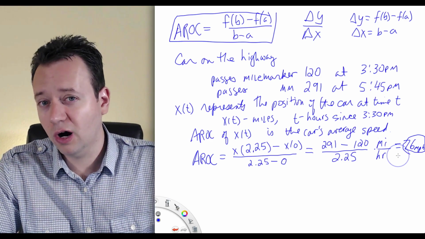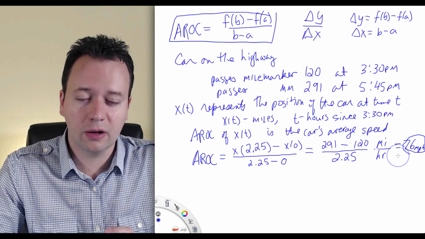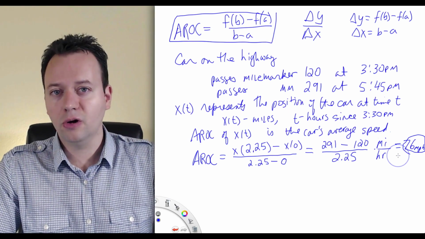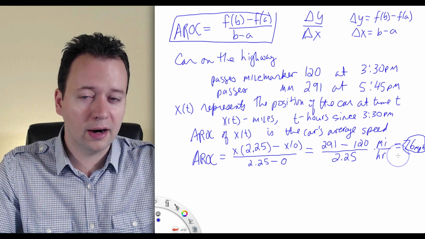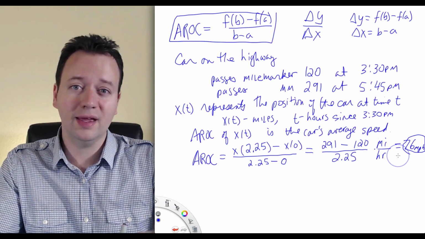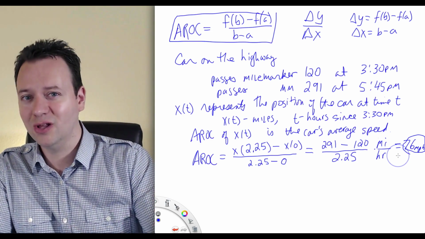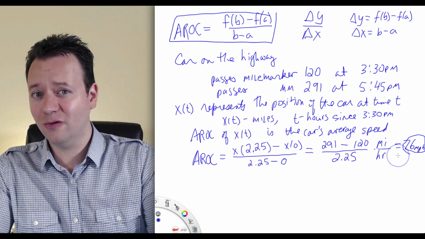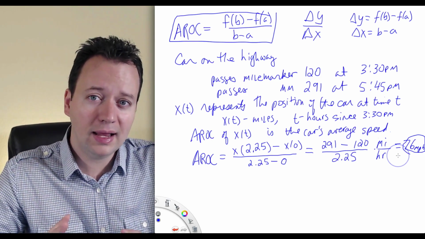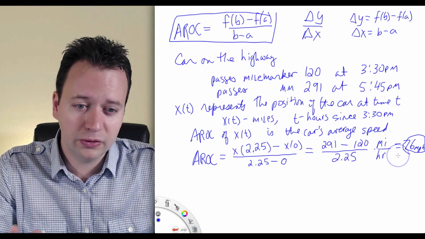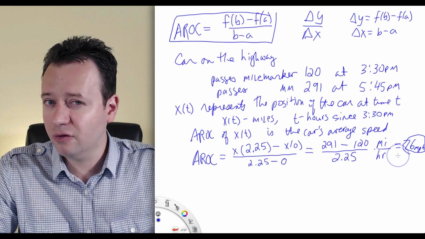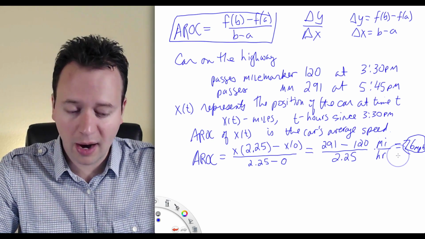Does this mean that the car was traveling along at a constant rate of 76 miles per hour? No, it doesn't. The car could have been going 100 miles per hour, then it could have slowed down to 50, then it could have been going 80, then it could have stopped for half an hour at a rest stop, and then it could have sped up again. It could have gone backwards the other way. Any number of things could have happened over this 2 hour, 15-minute period of time. We know that the average speed is 76 miles per hour.